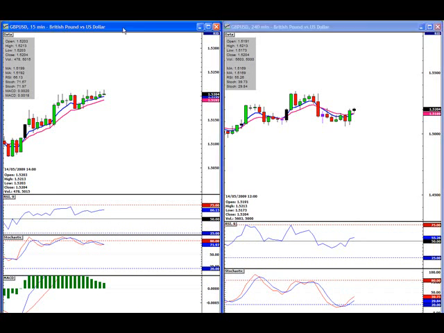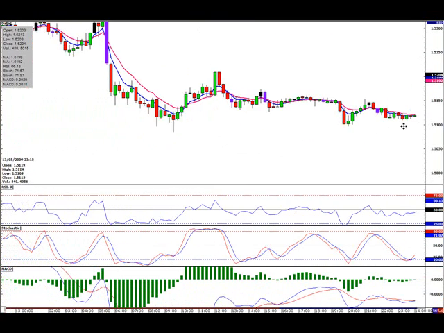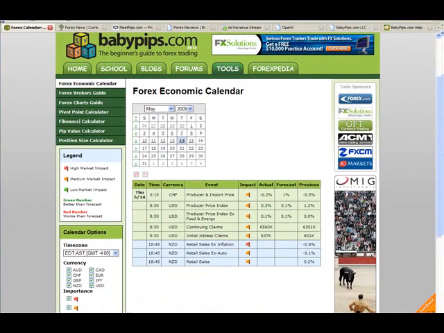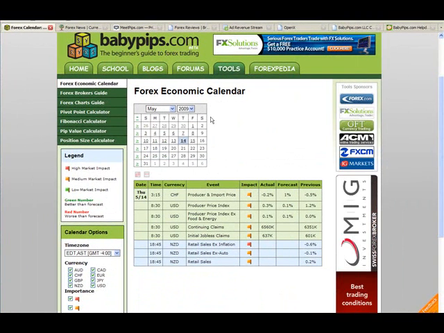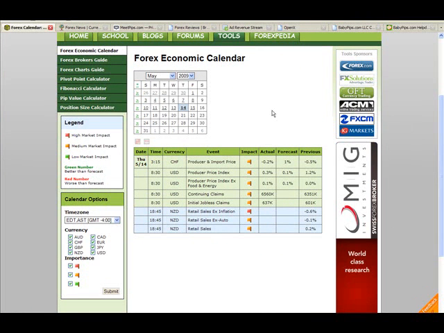So now I'll go to my 15-minute chart, and I'm going to move this back to before midnight again, so you can see what it looked like on my chart. But before we start trading, we always want to look at the news events for the day. So you can just go to babypips.com, click on this tools tab, and it brings up the news events for the day.